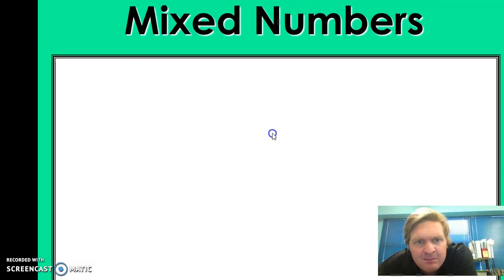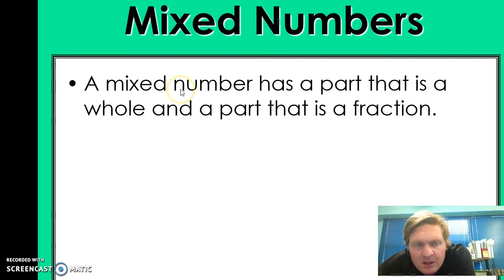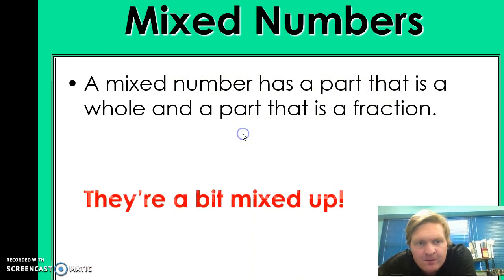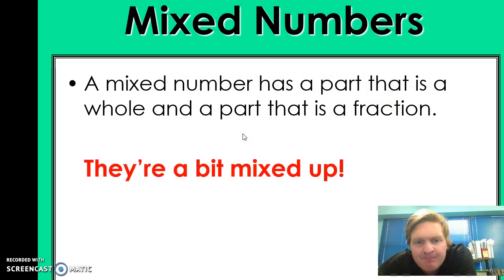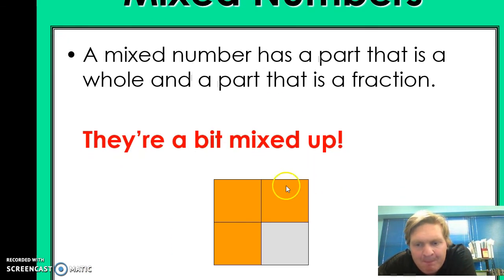Brings us to mixed numbers. And that's our major focus. A mixed number has a part that is a whole and a part that is a fraction. They're a bit mixed up. Let's have a look at the example that I've got here.